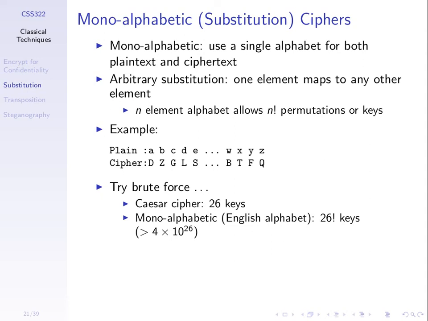What is the key in this case? The key is this list, which tells us which input letters map to which output ciphertext letters. So I could write the key is this list of 26 values.